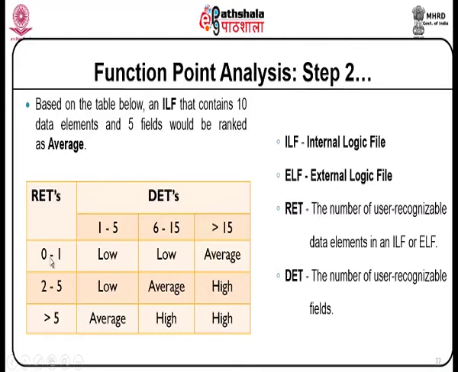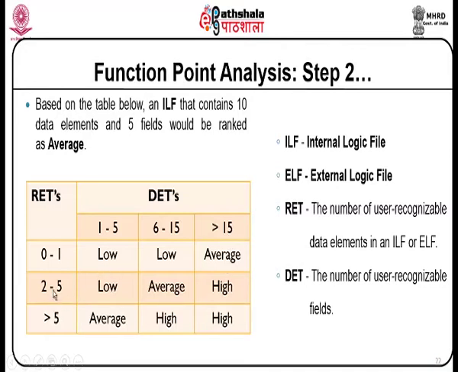If the number of user recognizable data elements in an internal logic file or external logic file is 0 or 1 and the number of user recognizable fields is from 6 to 15, the rank is low. If the number of user recognizable data elements is 0 or 1 and the number of user recognizable fields is greater than 15, the rank is average.